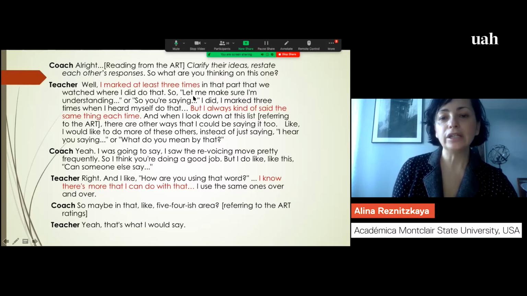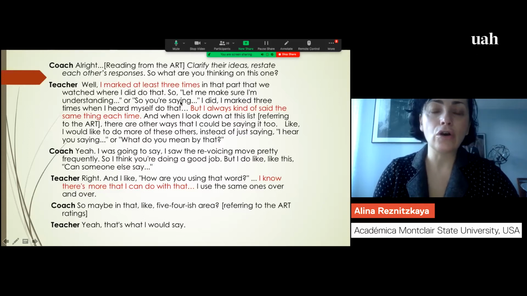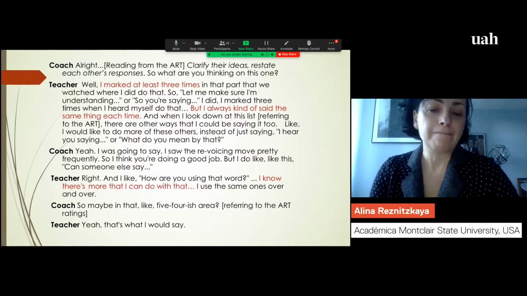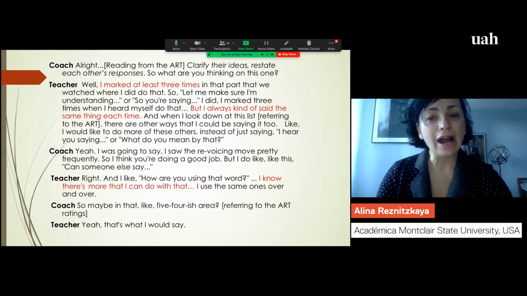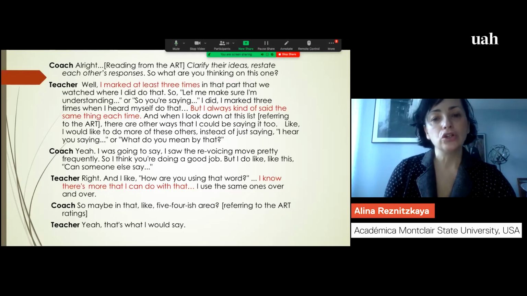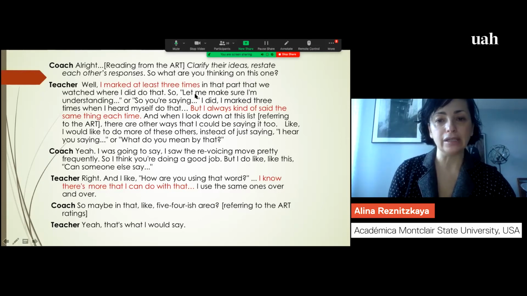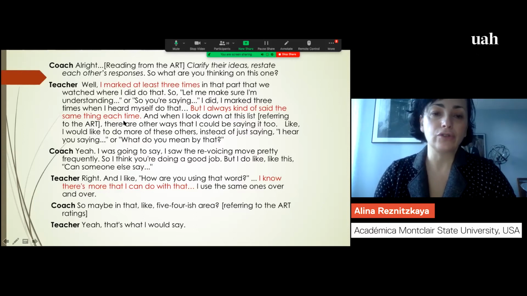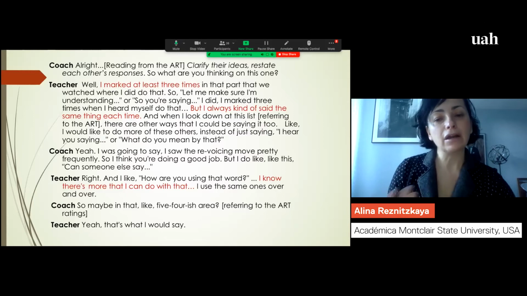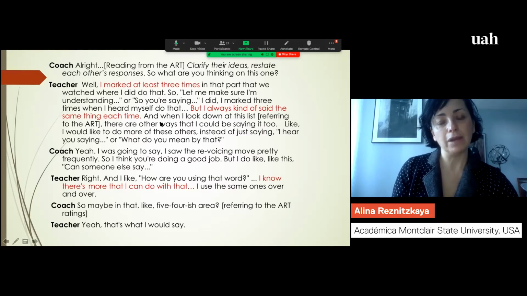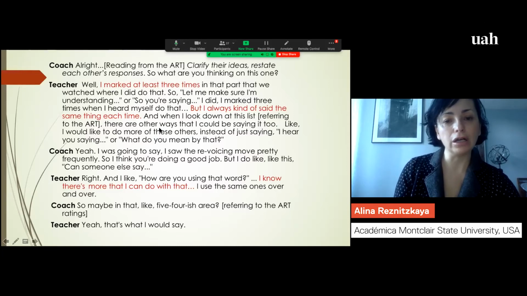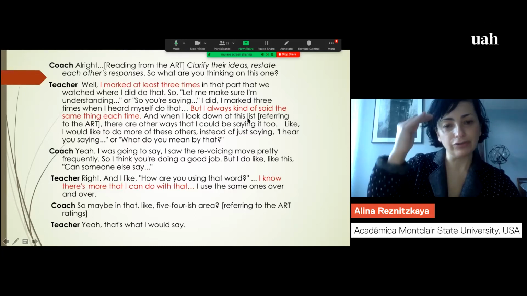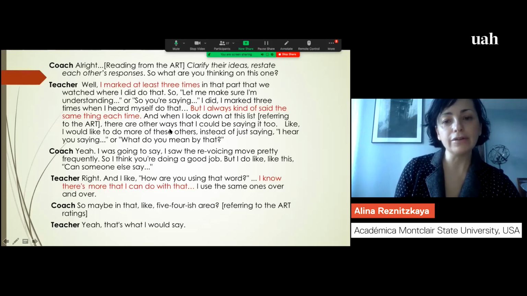So here the teacher is looking at her own practice in a very close, critical way, finding specific phrases that she used to address the issue of clarity. She said, I marked 3 times when I heard myself do that, but I always said the same thing each time. So now she's questioning her use of language and saying, maybe I could expand my repertoire of talk. And when I look down at this list, and she's referring to the list of prompts on our tool, there are other ways that I could be saying it too.